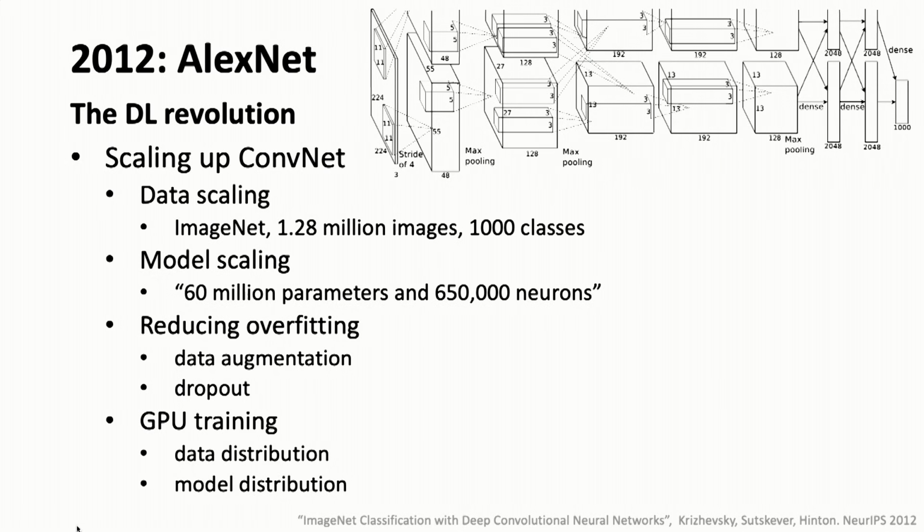Another aspect of the AlexNet paper is its excellent engineering work. It explored the potential of using GPUs to train their models, and actually, they paved the foundations for GPU training for the next 10 years. They introduced two basic concepts about GPU training. One is data distribution, and the other is model distribution.